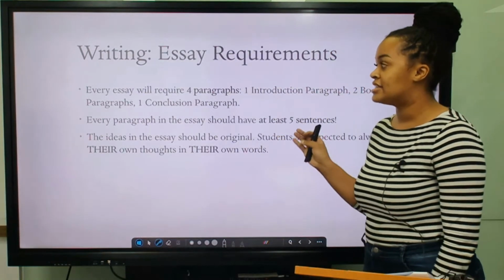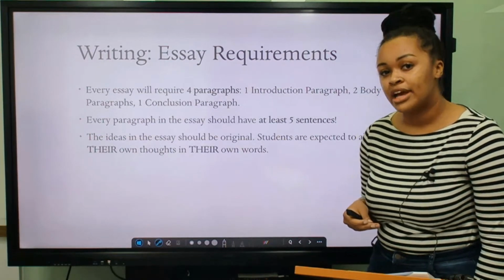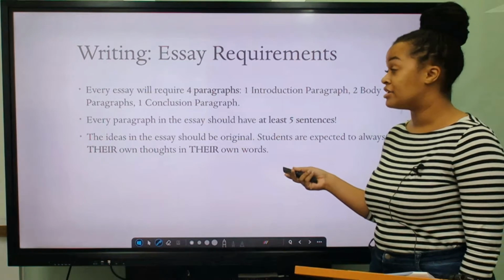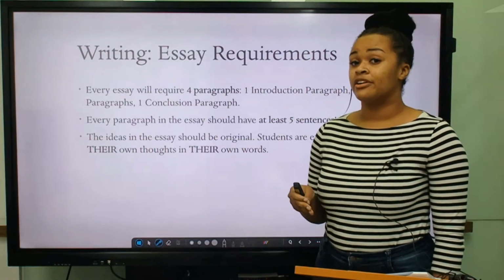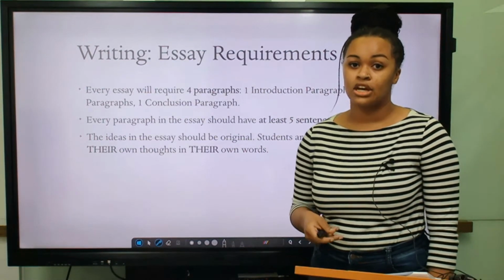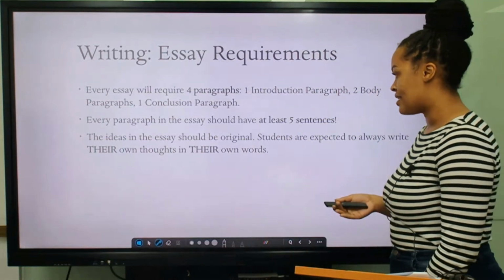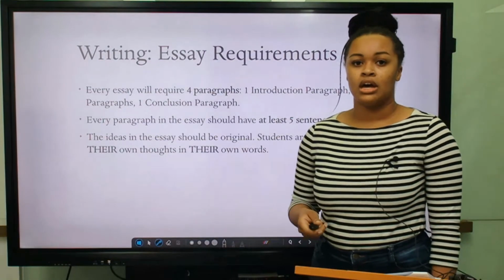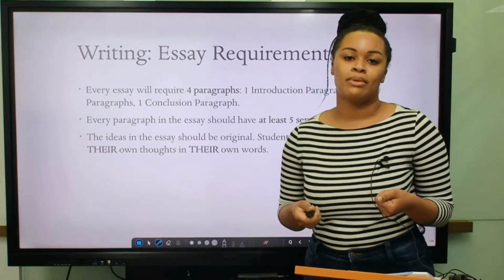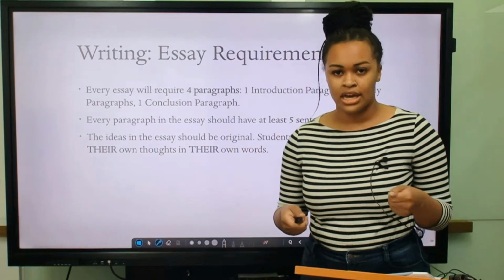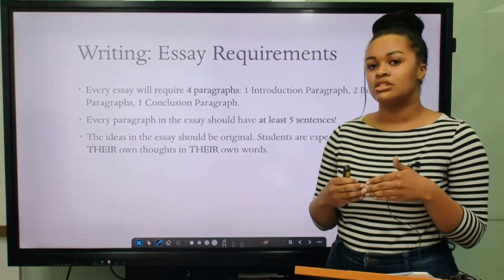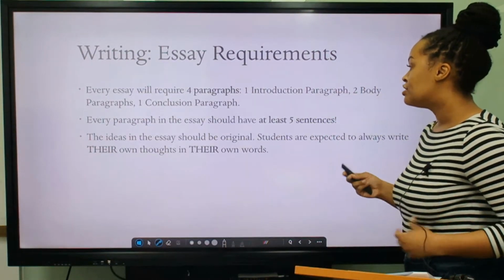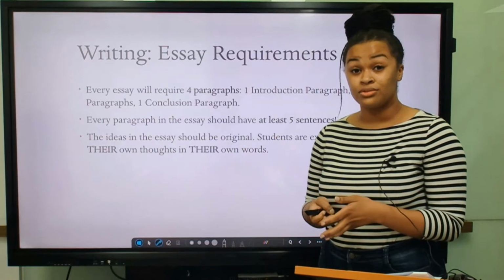In terms of their essay requirements, I require every essay to have 4 paragraphs: 1 introduction, 2 bodies, and 1 conclusion. I expect each paragraph to have at least 5 sentences. Students are free to write more than that. And then I also expect that the ideas in the essays are original. I want students to try and explore their own imagination, explore their own creativity. This term, students will have more opportunities to write in the different writing styles. So I hope they use this time to expand their worldview and their thinking.